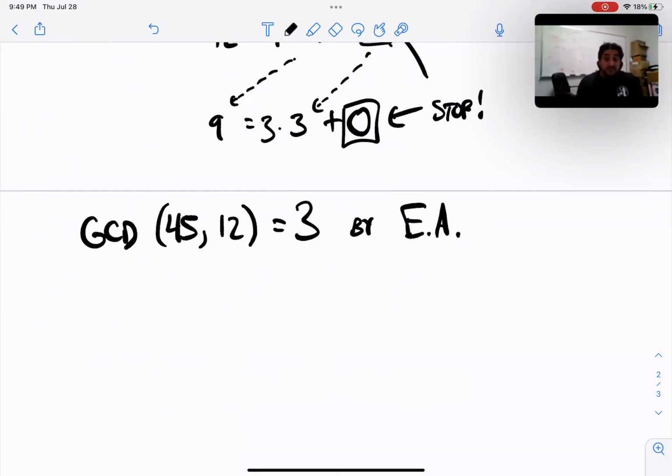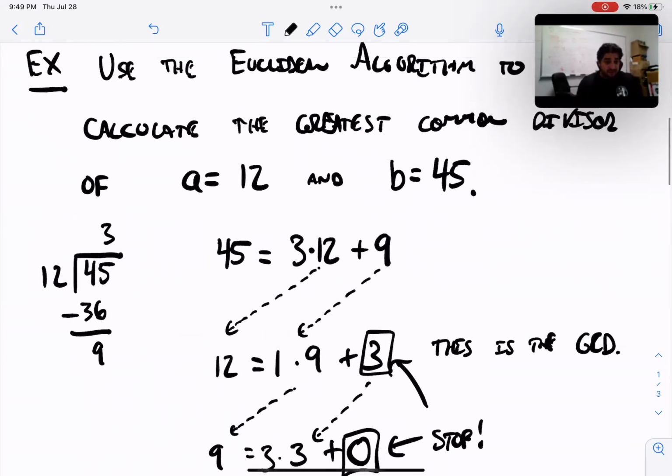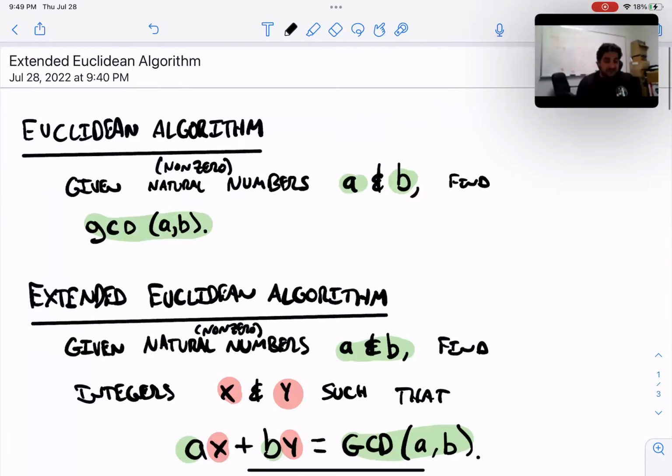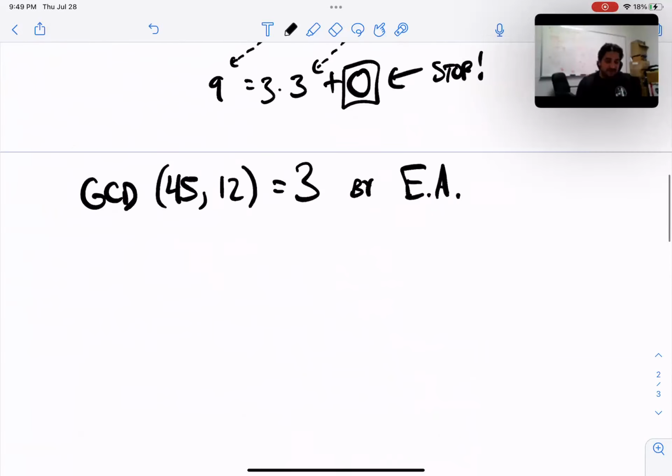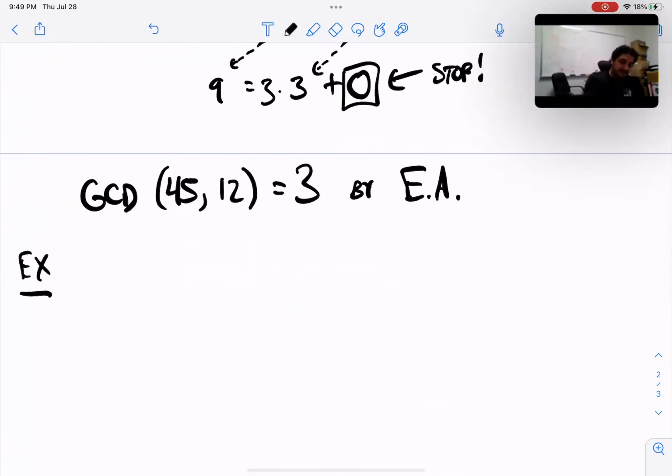Now, I also want to do, this is part 2. I want to do the extended Euclidean algorithm. So what is the extended Euclidean algorithm? The second phase is I want to show how you could use the extended Euclidean algorithm.